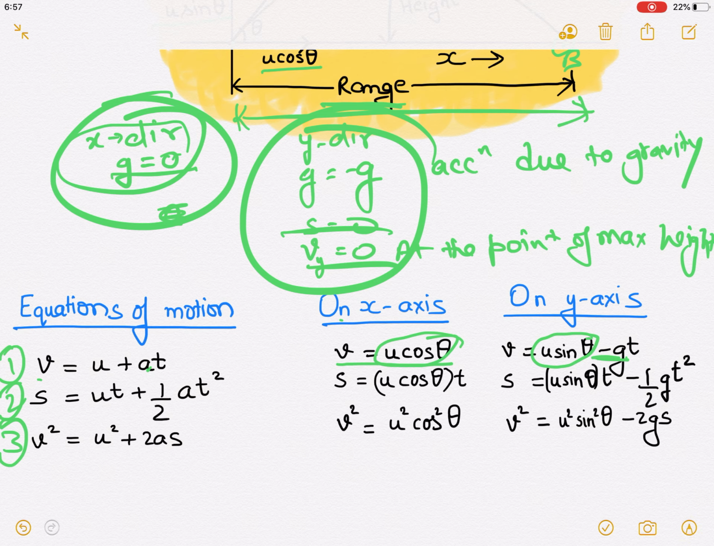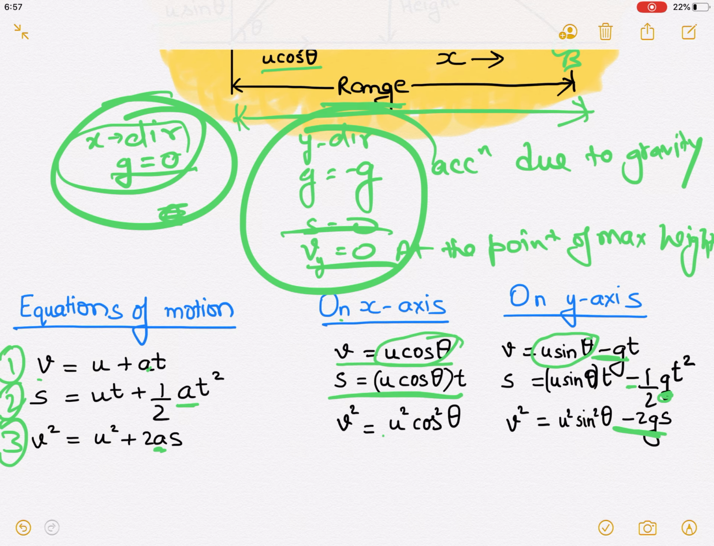Similarly, s equals ut plus half at square. The a will become 0 in the x direction, so it will reduce to this form, and in the y direction it will be reduced with a negative sign of g here. Similarly, we can write the third equation, v square equals u square plus 2as. This comes out to be v square equals u square cos square theta in the x direction. This will be 0 and this will be replaced by this in the y direction. So this is how we can write all three equations of motion on the x-axis and y-axis in projectile motion.